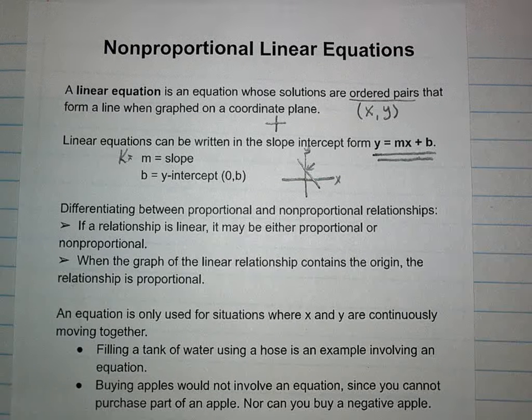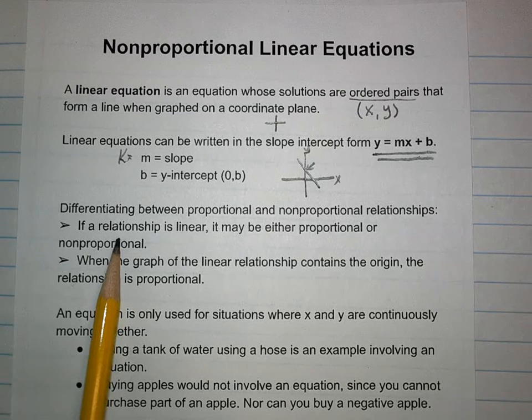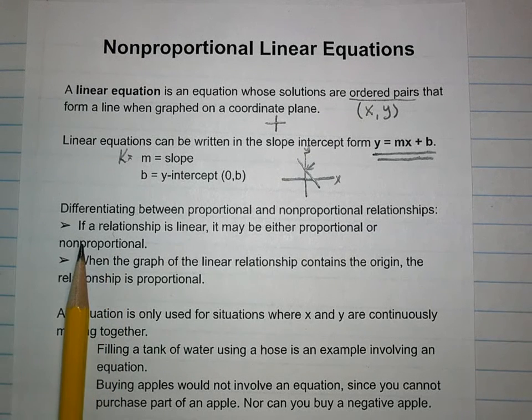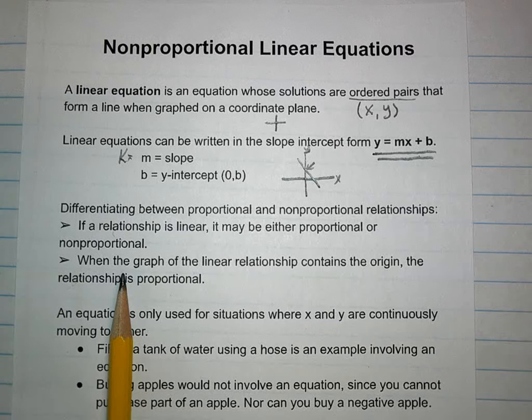So, given all that I've said, what are the ways to differentiate between a proportional and a non-proportional relationship? If the relationship is linear, it is a line, then it'll either be proportional or non-proportional. When the graph of the linear relationship contains the origin, it's proportional. If the graph does not go through the origin, it is non-proportional. That's as easy as it gets. Does that make sense? When I talk about a line, I'm talking about a straight line. There's no curving in it.